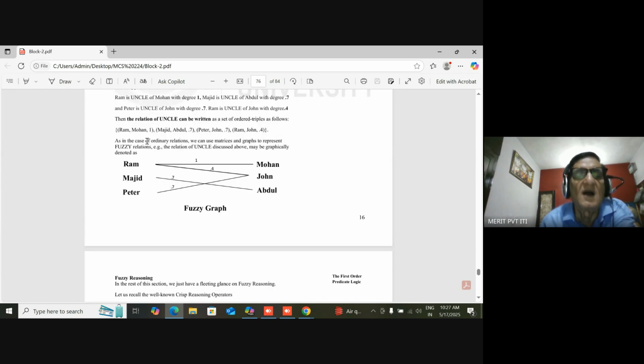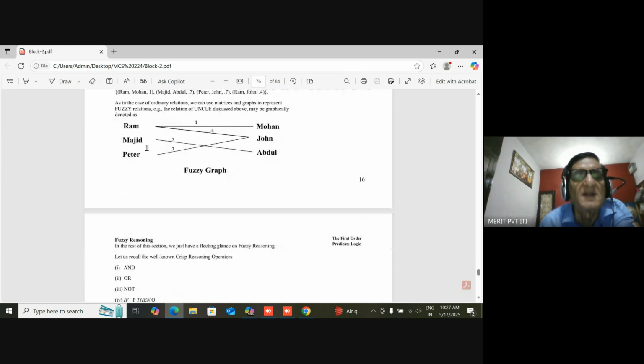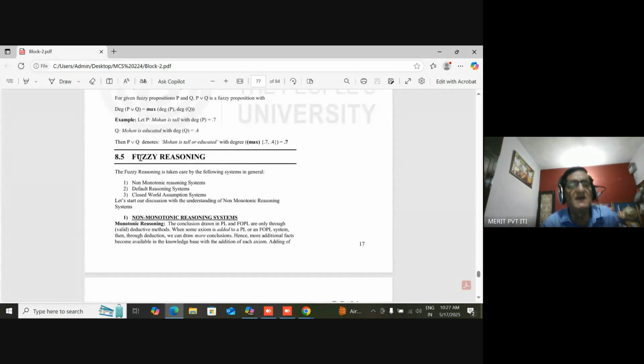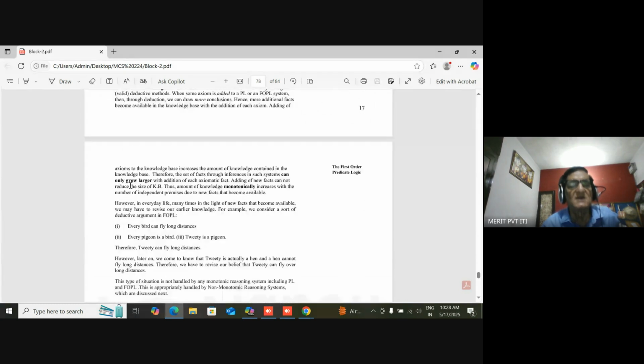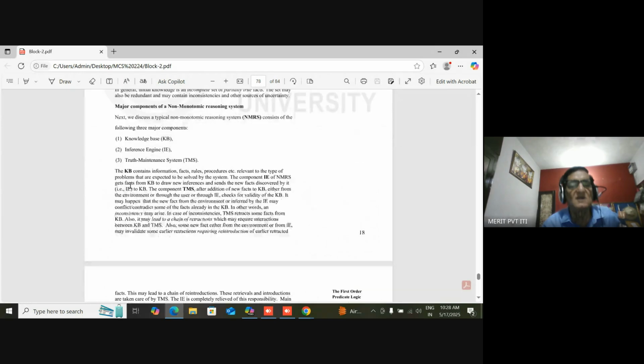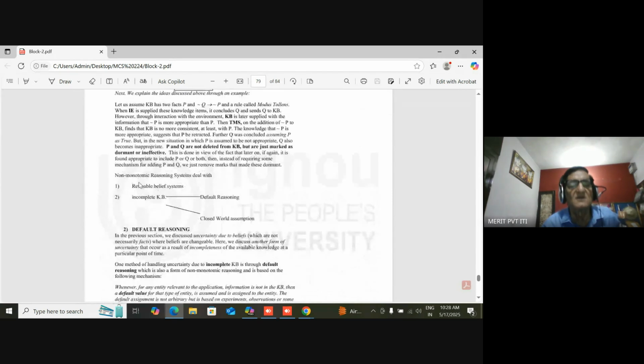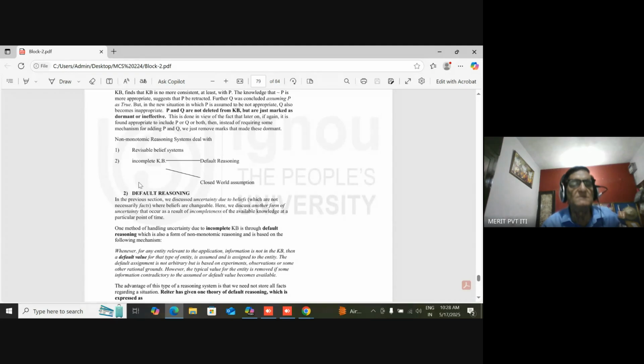So that's it. So Ram fuzzy graph बन जाता है ये. Ram, John, Majid, Peter and all these things are there. So this is their fuzzy reasoning हो जाता है. Fuzzy reasoning is a non-monotonic reasoning system, definite reasoning system, closed world assumption system. So you can just go through this, you can read it. So that type of thing, which is well described here. So these are the diagrams for that. You can see that.